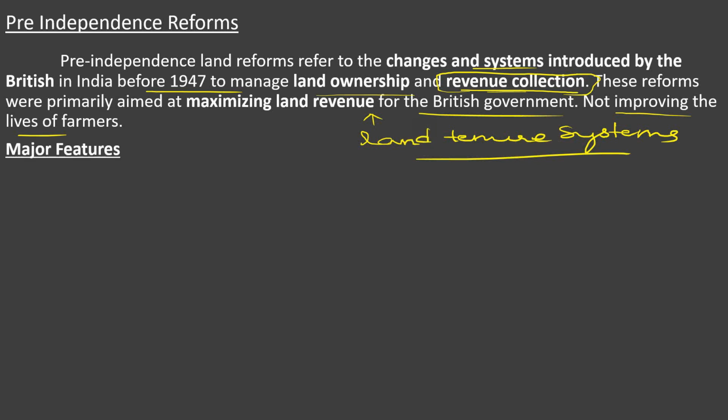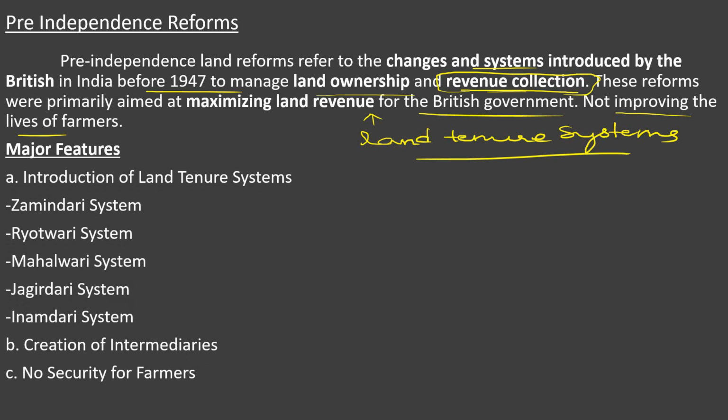The major features of pre-independence reforms were the introduction of land tenure systems such as the Zamindari system, Raiyatwari system, Mahalwari system, Jagirdari system, and Inamdari system. These are the five prominent land tenure systems during the pre-independence reforms, along with the creation of intermediaries, and there was no security of tenure for farmers. So let us start by understanding the different land tenure systems.